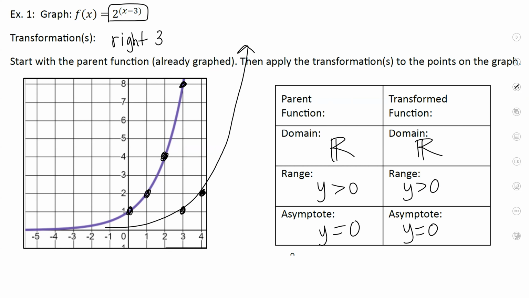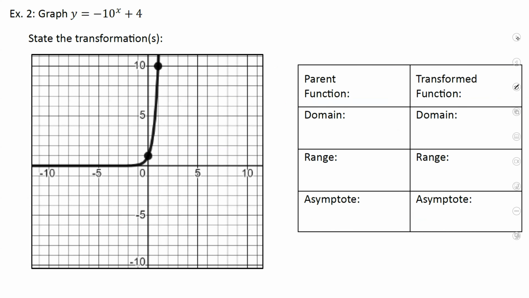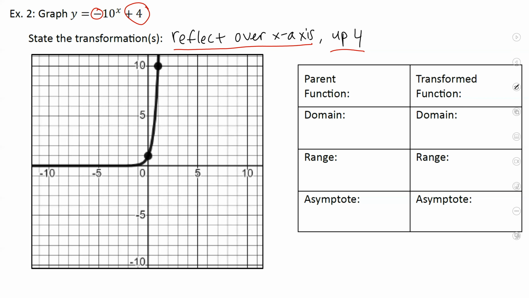All right, let's try another one real quick. How did this one transform? Yep, reflect over the x-axis. And it went up 4. So because there is a negative in the front, it's going to reflect across the x-axis. So guys, what will happen is this graph will now be facing down, like that. Okay, don't draw this yet because we're not done. That's only one transformation. The other one is that it went up 4.